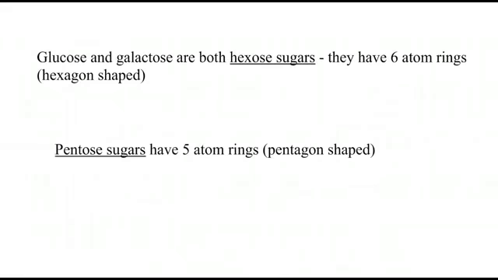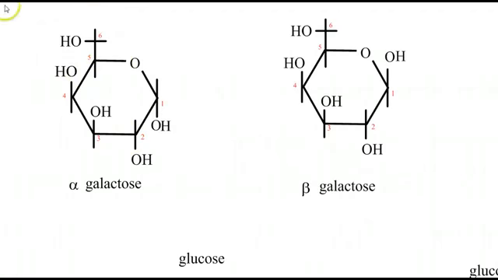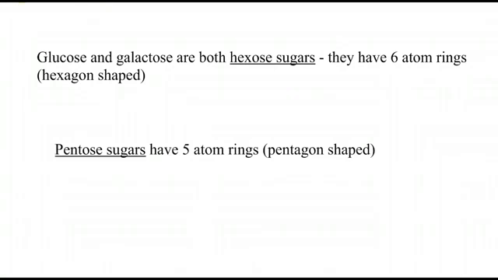Glucose and galactose are both what we call hexose sugars because they have 6-atom rings. They're hexagon shaped, and that's pretty obvious here. There's also another type of sugar. Actually, there's lots of types of sugars, but one of the ones we're going to look at right now are the pentose sugars, and these guys have a 5-membered ring, which is pentagon shaped. So here's the first one.